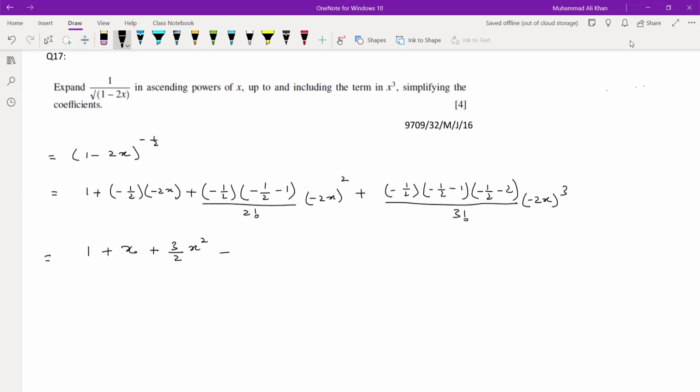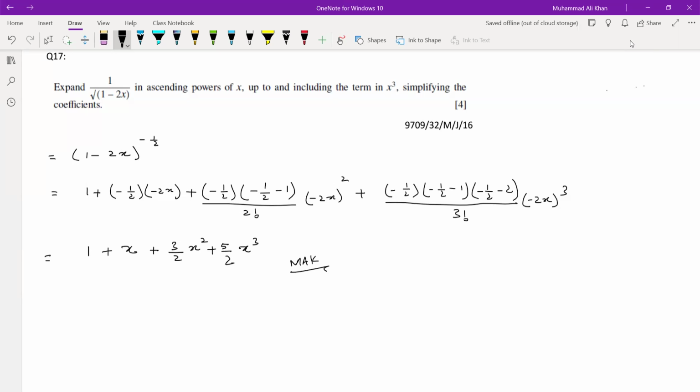What? Minus 1 means minus x cube. Check it. Positive. It is positive 5 upon 2 x cube. So this is the expansion of the given binomial question. Are you clear?